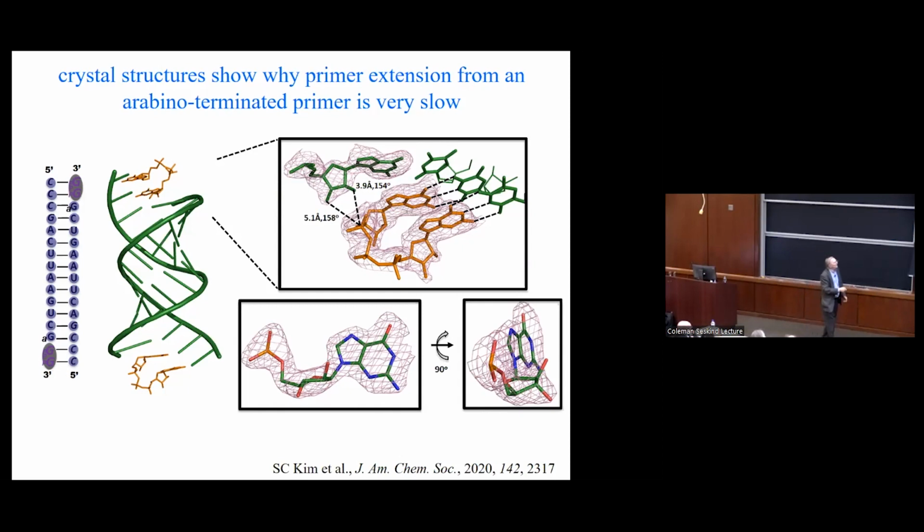So it turns out that when you make that arabinonucleotide, the sugar is in a different conformation, and that different shape pulls the 3' hydroxyl away from the phosphate. It's farther away, so the reaction is slower. Okay, it's a simple potential explanation.